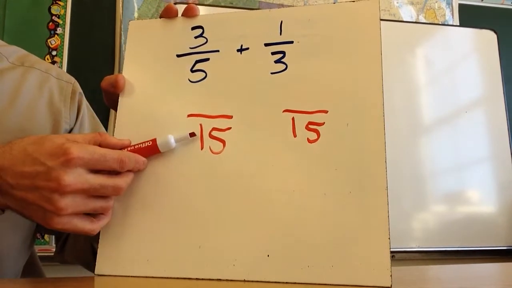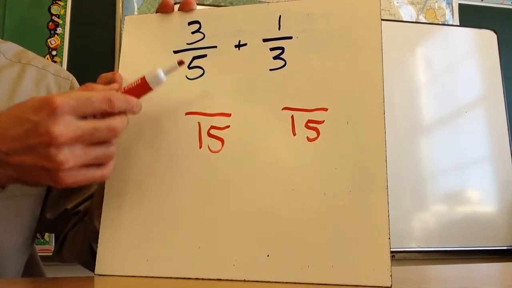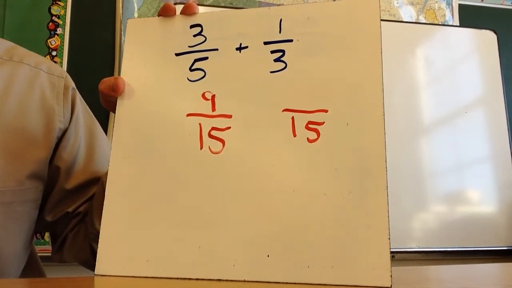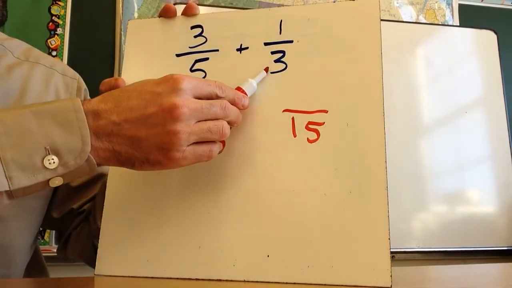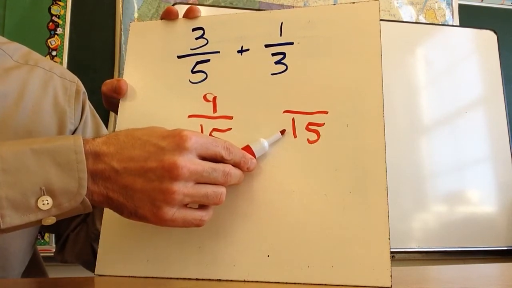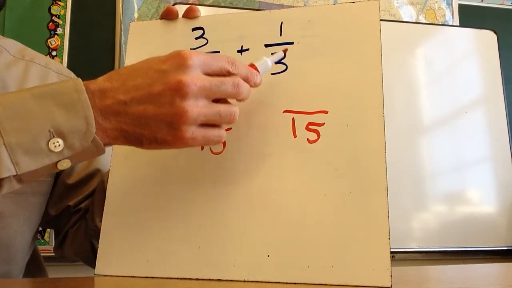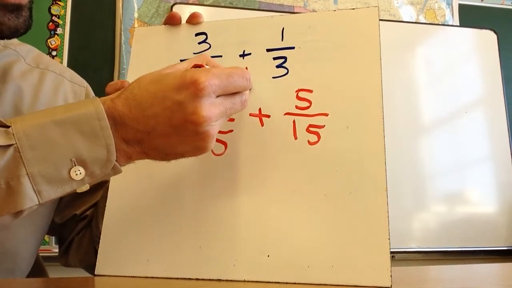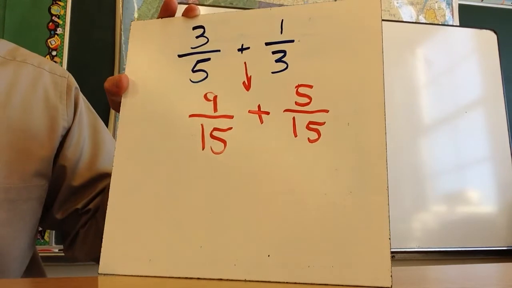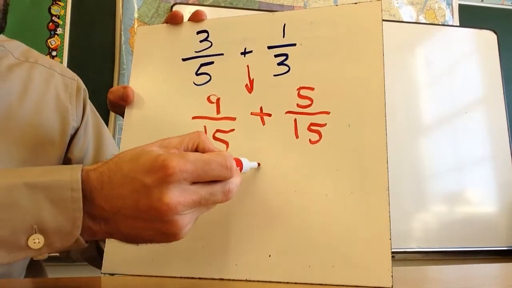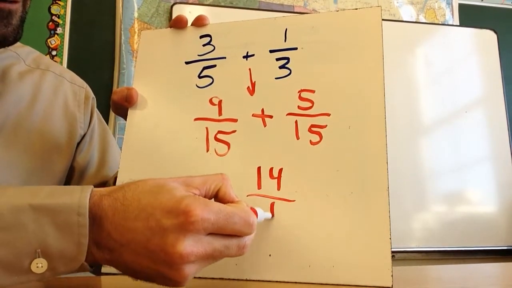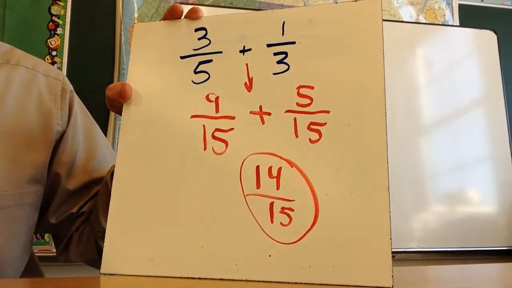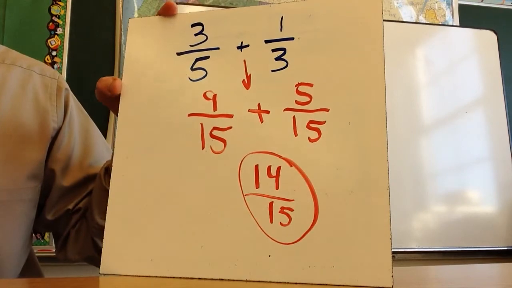To get from 5 to 15, I multiplied by 3. So I need to take this top number and multiply that by 3, and I get 3 times 3 is 9. Over here I got from 3 to 15, I multiplied by 5. So I take 1 times 5, and I get 5. Keep in mind this is still an addition problem, so that's coming down. 9 plus 5 is 14. And the 15 will remain the same, so my final answer is 14/15.